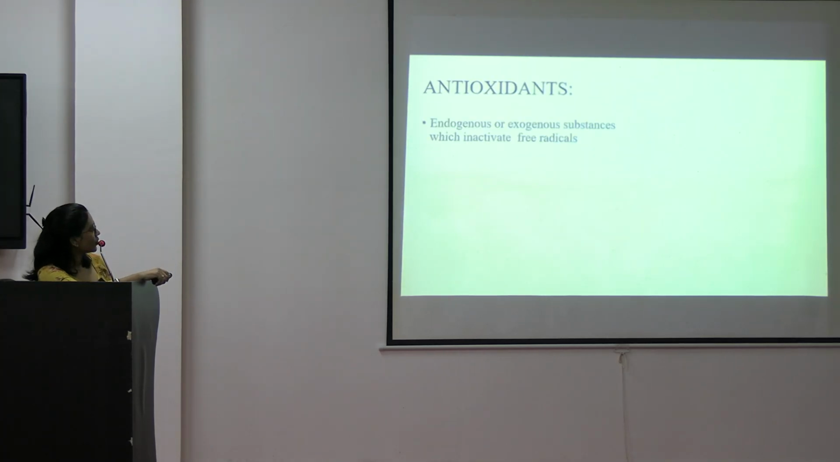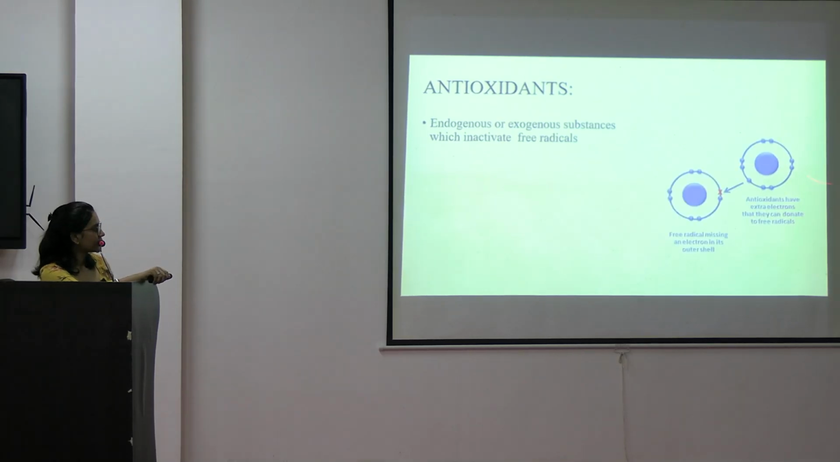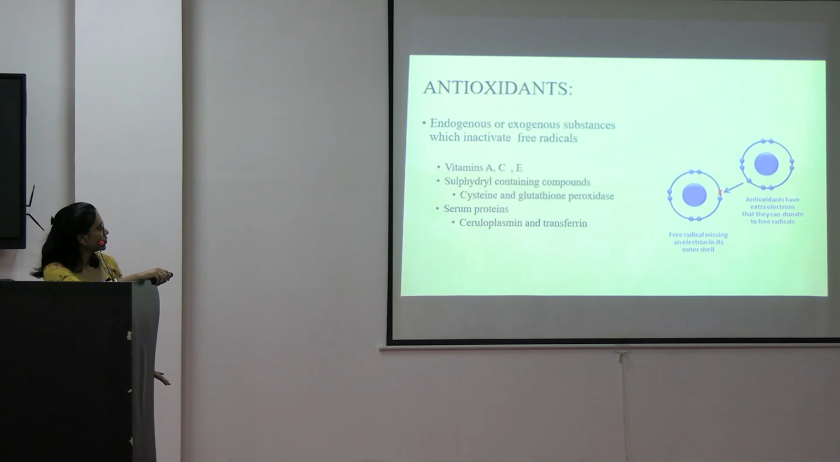Antioxidants. These can be endogenous or exogenous substances which will inactivate the free radicals. So how do they act? These antioxidants have an extra electron which they donate to the free radicals, and the unpaired electron in the free radical becomes paired now, and the free radicals become stable. A few examples are vitamins A, C, E, cysteine, glutathione peroxidase, ceruloplasmin and transferrin. These examples you have to remember. Okay.